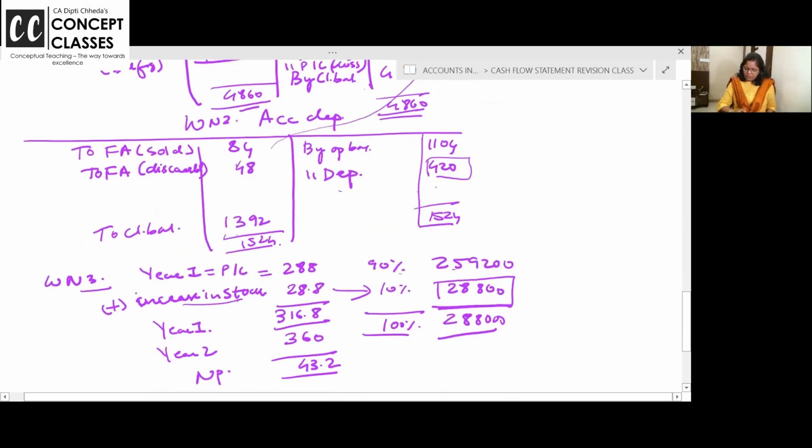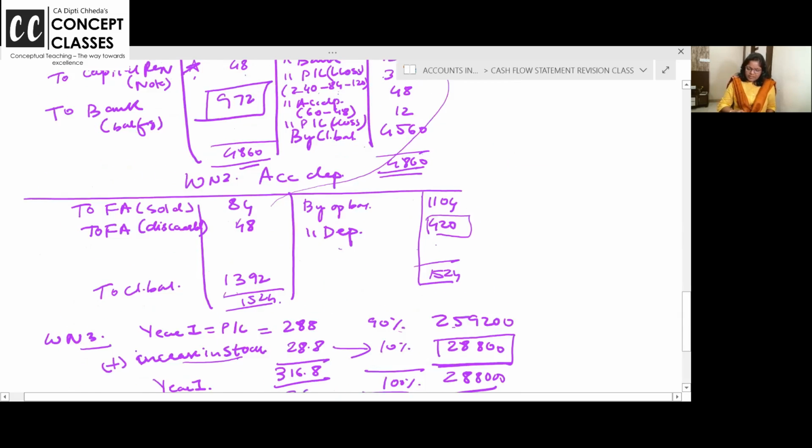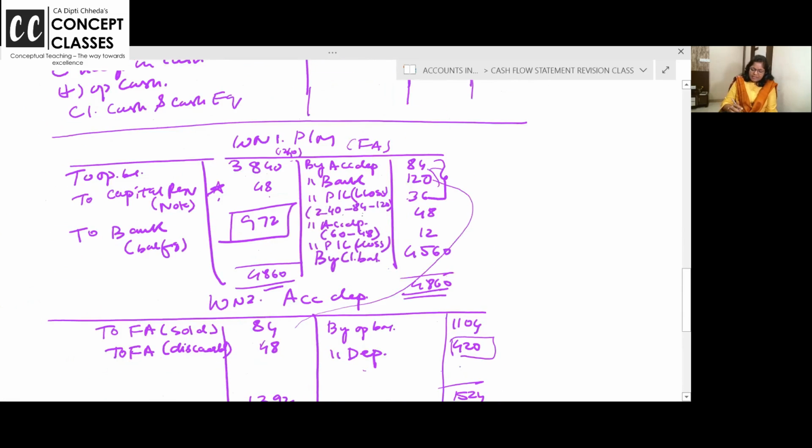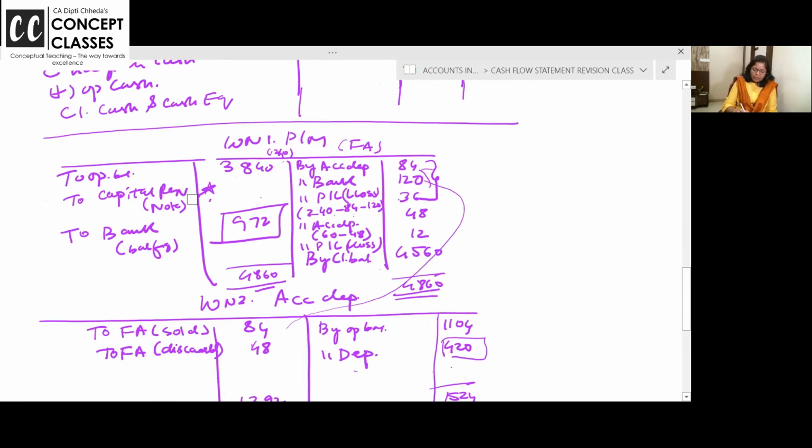आ गया सबको? वर्किंग नोट 4 से, working note 4. Sale of investments 144 is with profit. Profit they have transferred to capital reserve, so will not touch P&L. And fixed asset का account correct कर दो. Remove this 48. We don't want to write a note now.